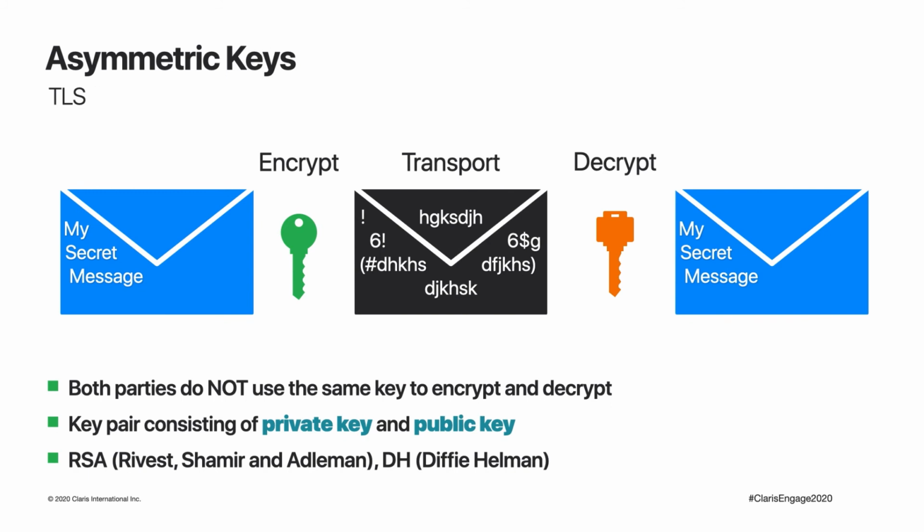Second, you have asymmetric keys. What does it mean? You don't use the same key to encrypt and to decrypt the message. So to encrypt the message, you use a public key, and the private key is used to decrypt it. Terms you find back are RSA and Diffie-Hellman. These are exactly the terms we have seen in the message from the IT department.